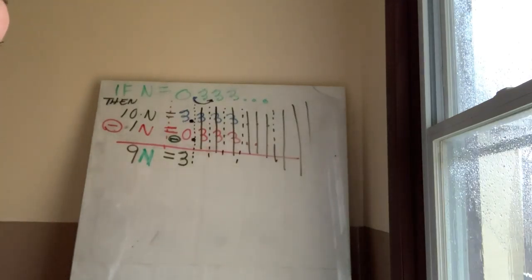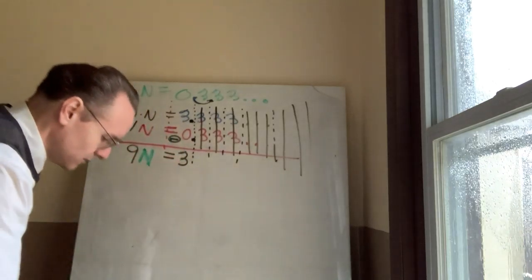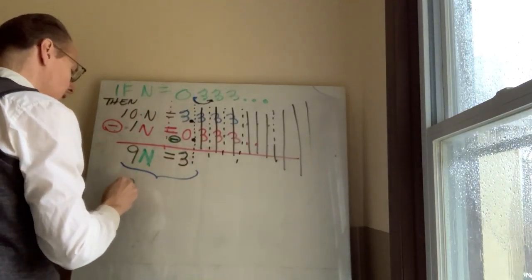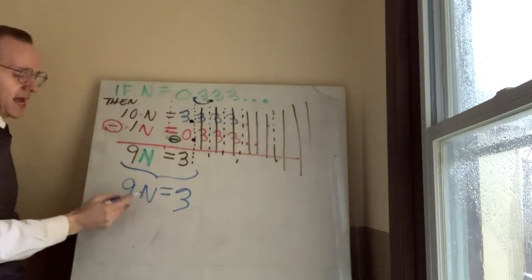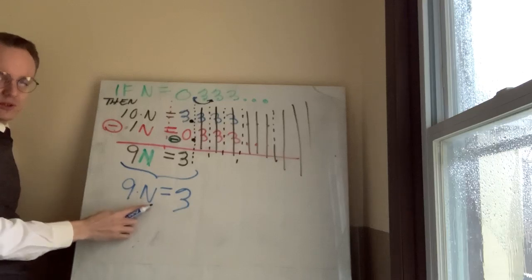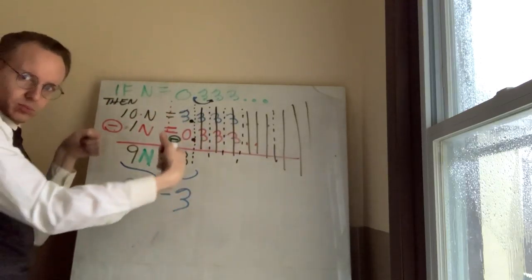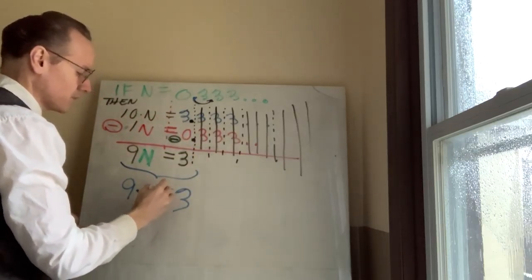Okay, so we've basically erased infinity, we've eliminated it. And now we're left with this teeny tiny algebra equation. 9n, well, you could read it as 9 times n because they're pressed together, and it's implied that two things pressed together are being multiplied, is equal to 3.